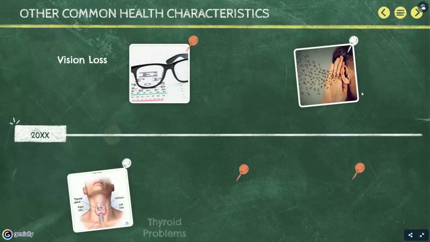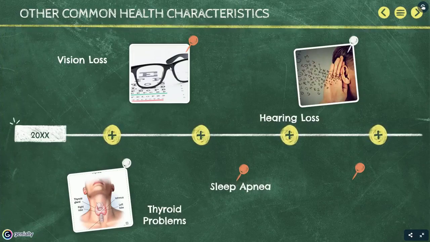Other common health characteristics include vision loss, hearing loss, thyroid problems, and sleep apnea. People with Down syndrome are more likely to develop sleep apnea due to their low muscle tone and the fact that their upper airways are usually smaller. They are also more susceptible to hearing loss due to the fact that they have narrow ear canals and abnormalities in their cochlea.